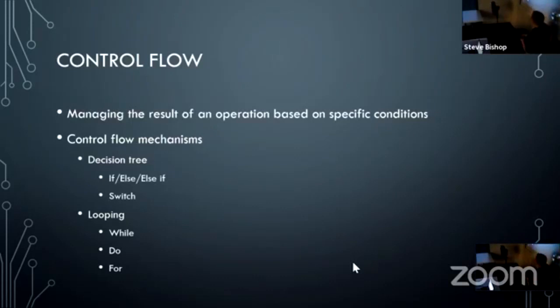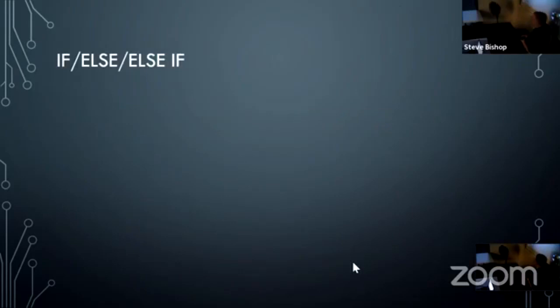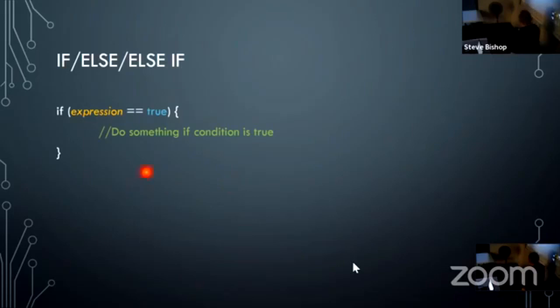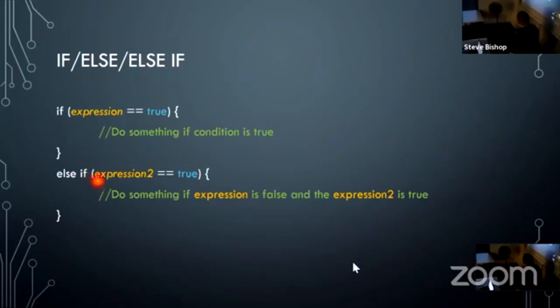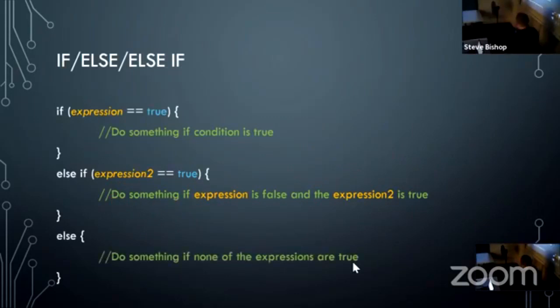Okay? So, decision tree. If, else, and else if. So if an expression is true, then do something. Else if, let's take a second expression, some other expression. If the first one is false, that's not true, but this expression is true, then do the code here. That make sense? And then finally, if neither of those two conditions are true, then just do something else. Do something if none of the expressions are true.